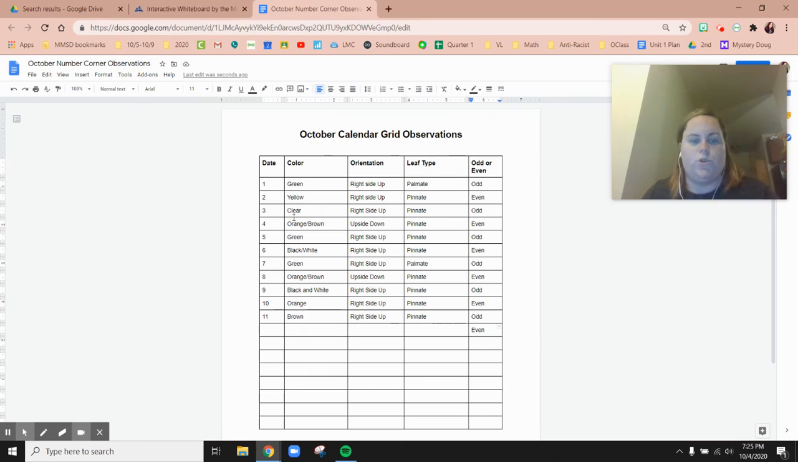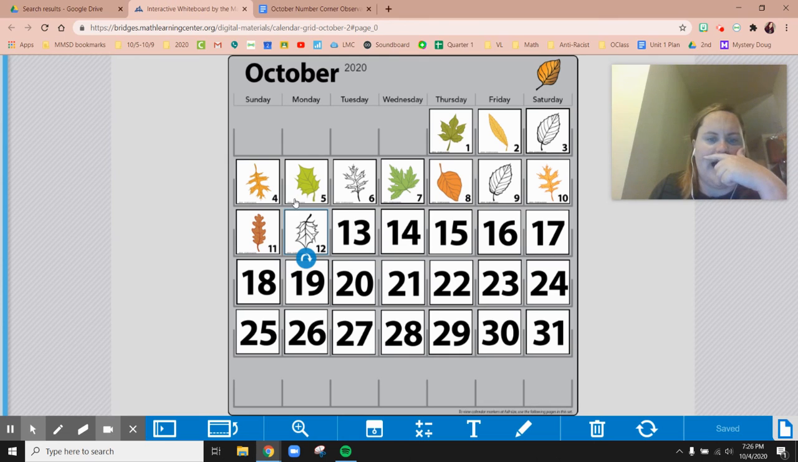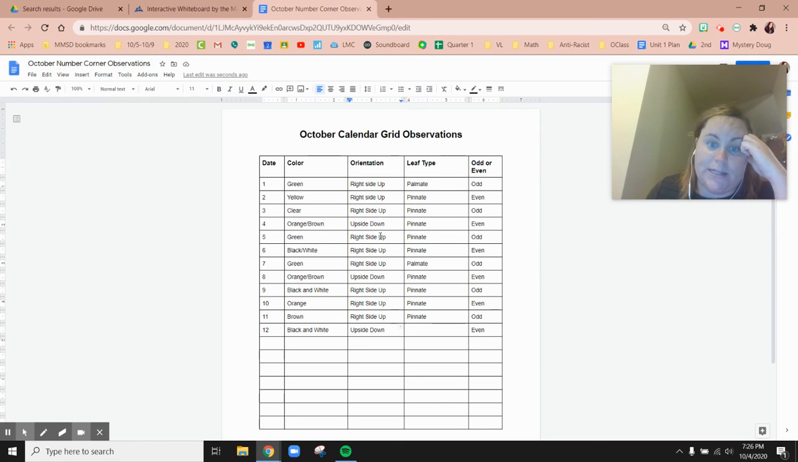So I'm going to go to 12. I know that the color is black and white. It is upside down. And I'm going to look, and I notice again, it's a lot like the leaf that's on the 5th day of October. So what did we write for the 5th day? We said that was a pinnate leaf. So because they're the same leaf, I'm going to record that information.